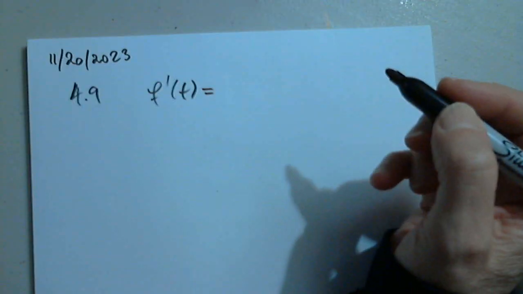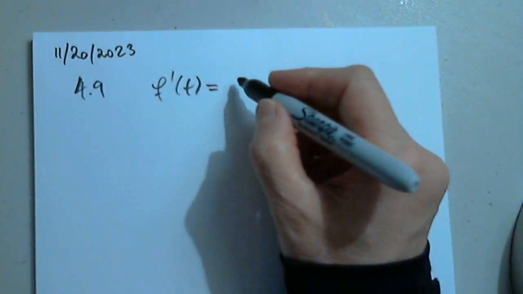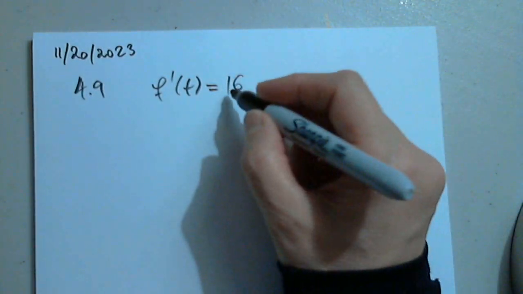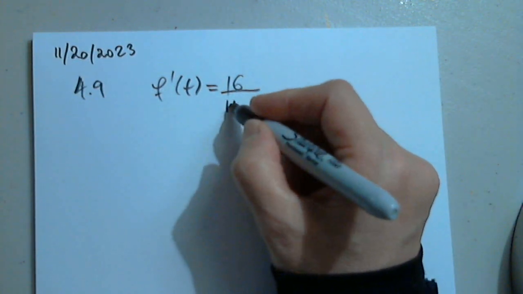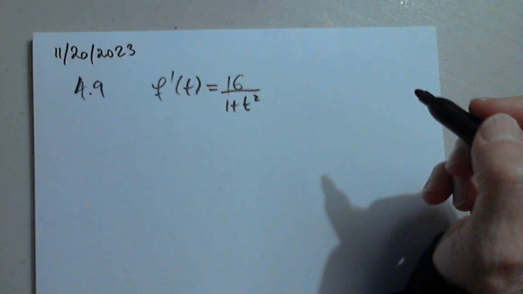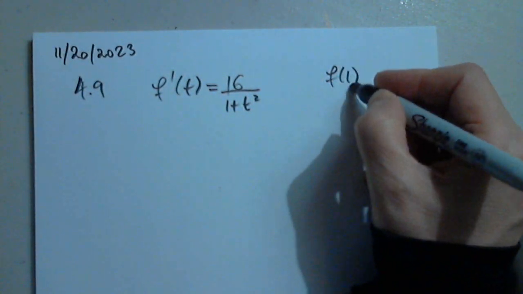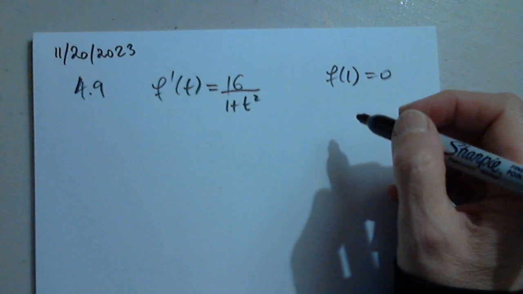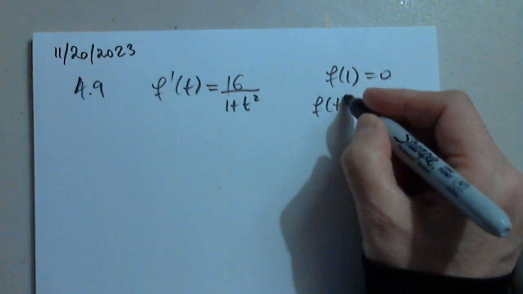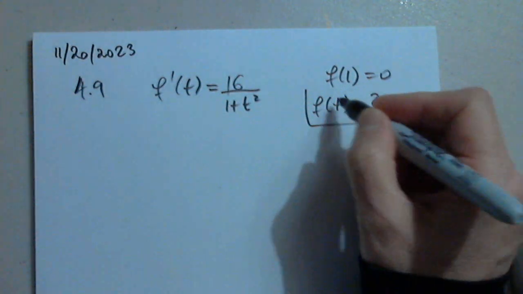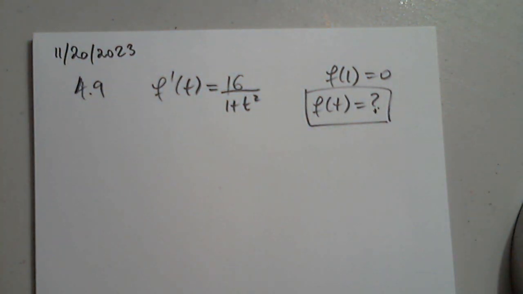4.9, I'm trying to find my work from it too. So it was f prime of t equals 16 divided by the quantity of 1 plus t squared. And f of 1 equals 0. And then find f of x, I believe. Find f of t. Oh, yeah, sorry. That's it?